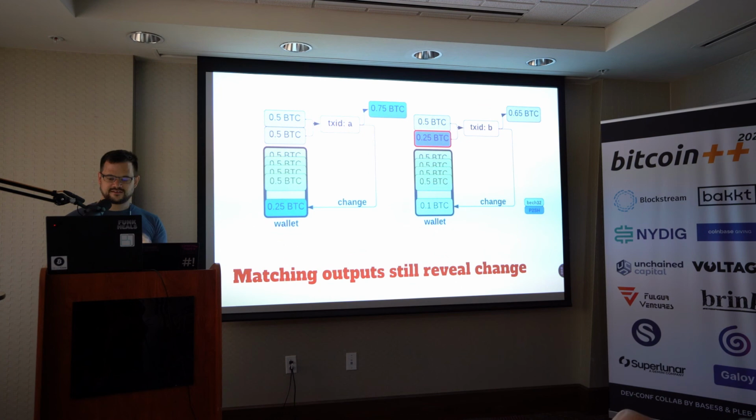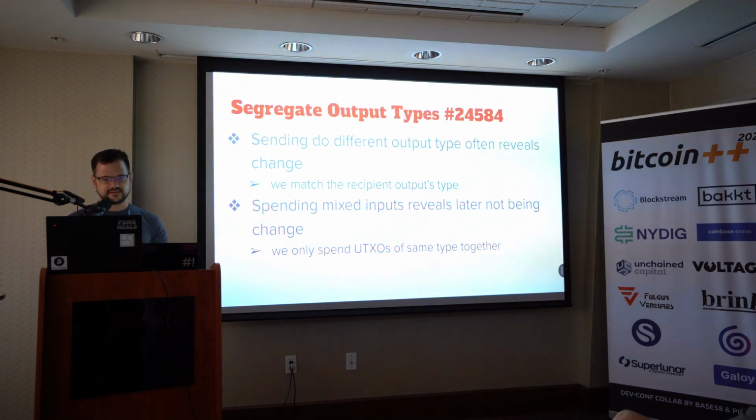So Josie had the idea, why don't we just try to spend all output types separately? So if we have a bunch of legacy outputs, a bunch of wrapped outputs, a bunch of native SegWit outputs, we just first try to do coin selection on just one set of these. And he simulated that, and he did 125,000 payments, 13 of those mixed inputs. So he was always able to create an input set that only used a single type. And so that's pull request 24584. And that works surprisingly well, and it reduces the overall cost of the wallet too.